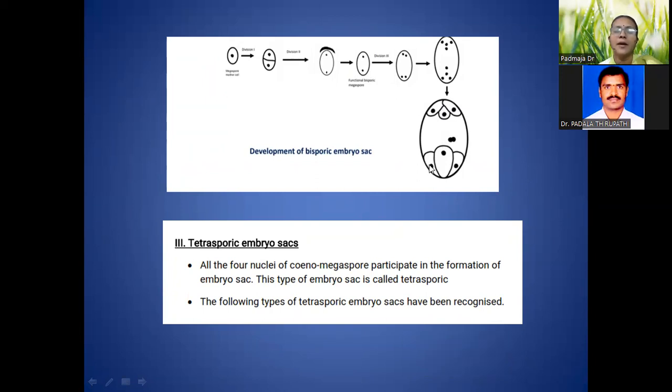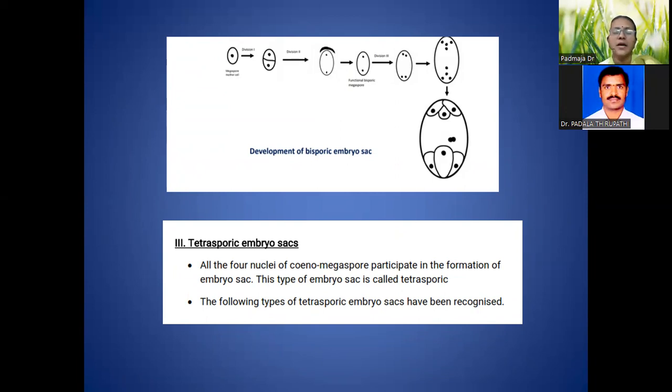Here the micropylar end and the egg apparatus are present, and the chalazal end and antipodals are present, and at the center two polar nuclei, or the secondary nucleus, are present. After fertilization, the endosperm is in the triploid condition and the zygote is diploid, and this diploid zygote develops into the embryo, and the synergids will be disintegrating.